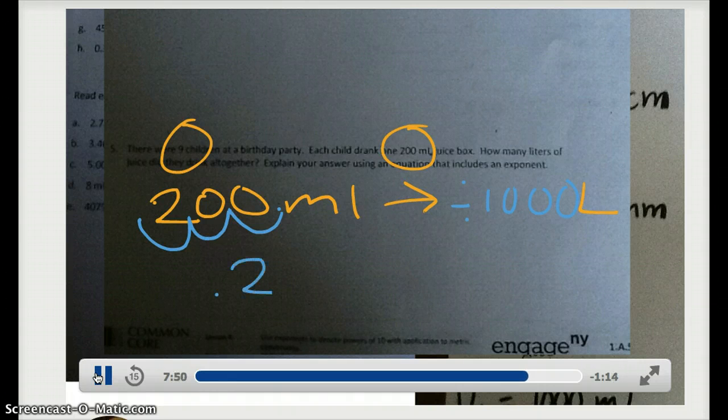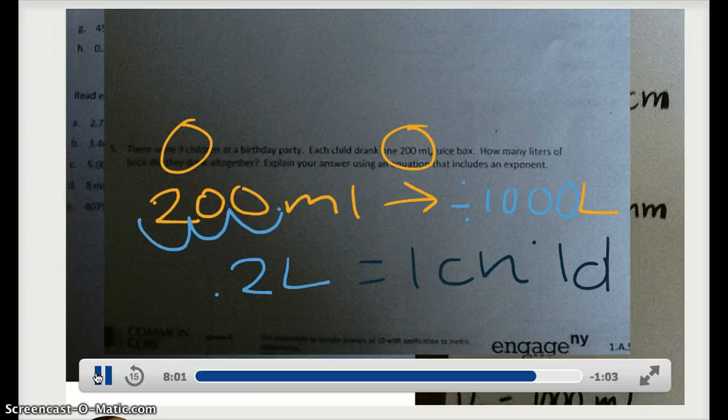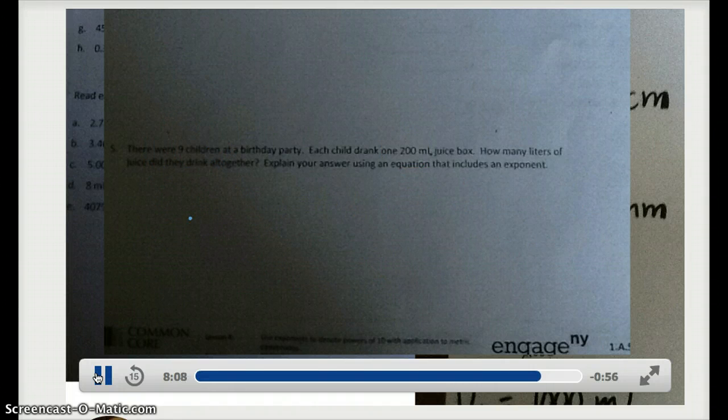Each child drank 2/10 of a liter. How many children were there? So this is what one child drank. But how many children do we have? 9. How many did they drink altogether? That's one child, but there are 9, so we times it by how many people to get 1.8 liters. So altogether they drank 1.8 liters of juice.